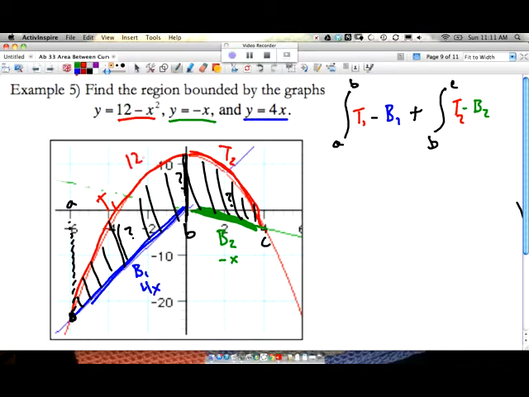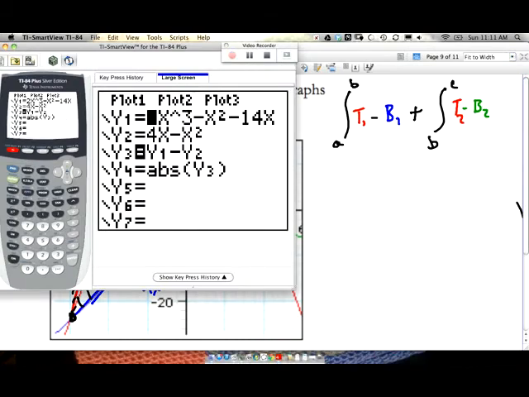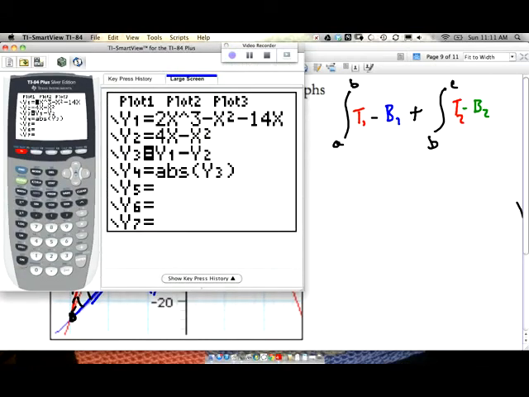And then the red here, this quadratic, is 12 minus x squared. All right, so let's use our calculator. Let's set this up. That means we're probably going to be using our first three calculations. So the first one is 12 minus x squared. So we got 12 minus x squared. Don't need the rest.